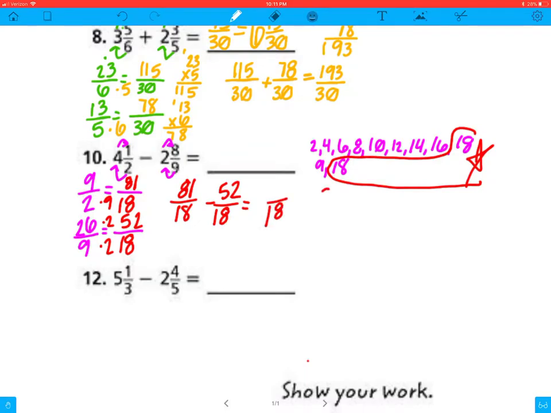Now I'm going to put mine vertically. That's just how I feel really confident with my subtraction. And I get an answer of 29. So I could write 29/18, but I could also write this as a mixed number with 1 and 11/18.